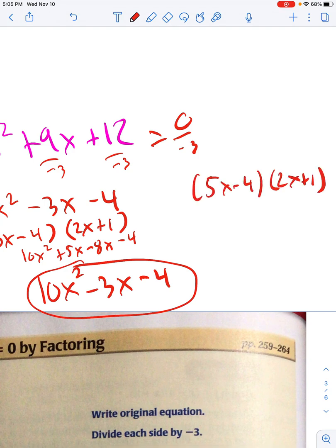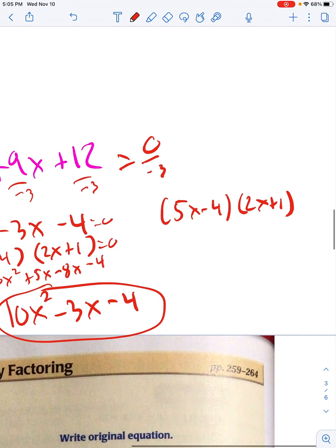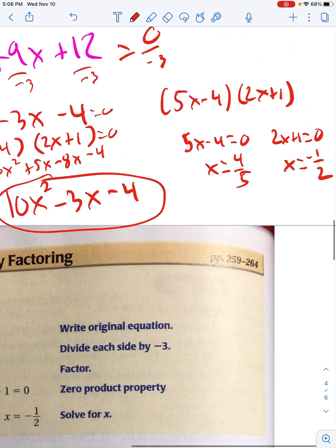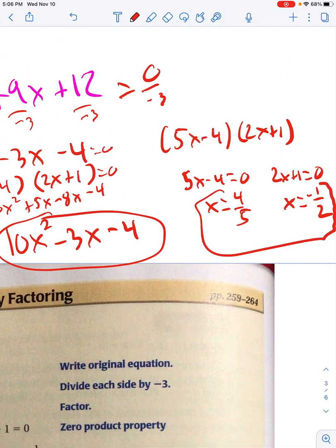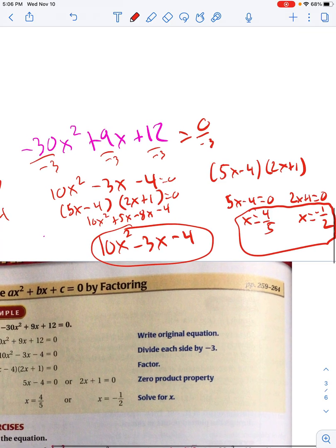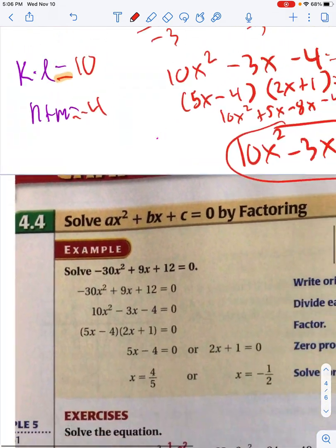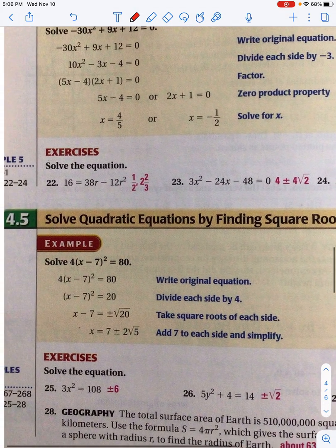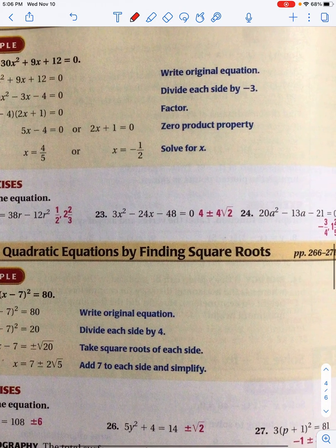Now that's not our answer though. That's how we check our work. Our answer is 5x minus 4, 2x plus 1. But we've got to set each of these equal to 0. This whole thing was equal to 0. So what would make 5x minus 4 equal 0? Well, that would be add 4, divide by 5, x equals 4/5. Or what would make 2x plus 1 equal to 0? That would be subtract 1, divide by 2, x equals negative 1/2. So those are going to be my two answers. In my mind, factoring when you have a number that's not 1 up front can sometimes be the most difficult.